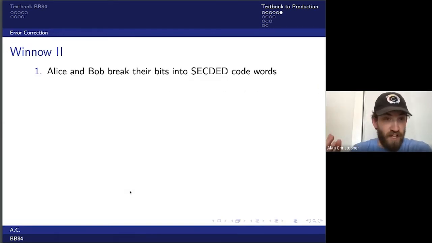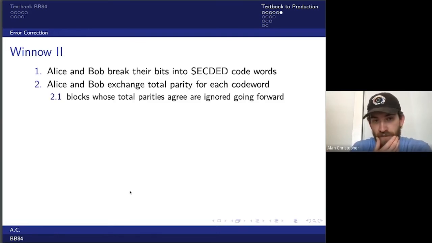So that implies then our error correction scheme. Alice and Bob are going to break their bits into a bunch of SECDED code words, not valid SECDED code words, but they're going to treat them as SECDED code words. And we're going to start with an optimization.